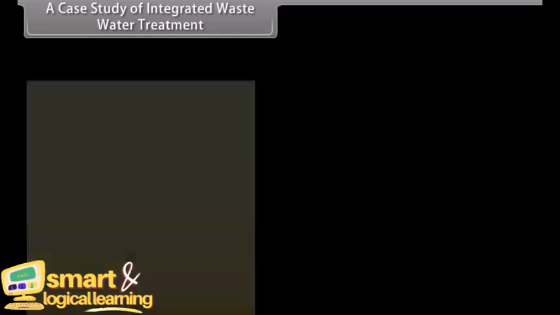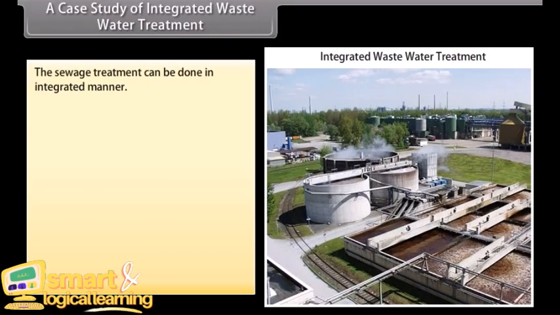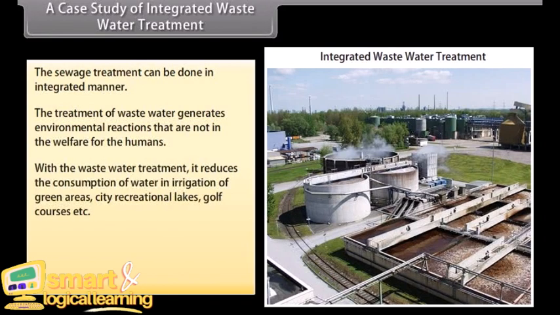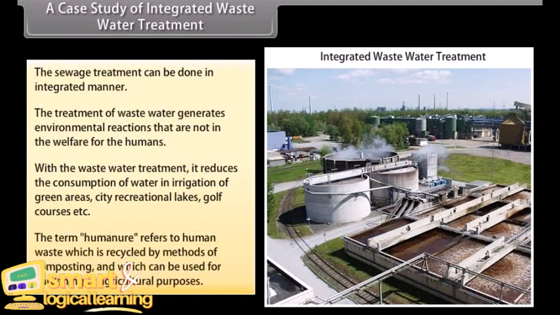A case study of integrated wastewater treatment. The sewage treatment can be done in an integrated manner. The treatment of wastewater generates environmental reactions that are not in the welfare of humans. With the wastewater treatment, it reduces the consumption of water in irrigation of green areas, city recreational lakes, golf courses, etc. The term humanure refers to human waste which is recycled by methods of composting and which can be used for gardening or agricultural purposes.